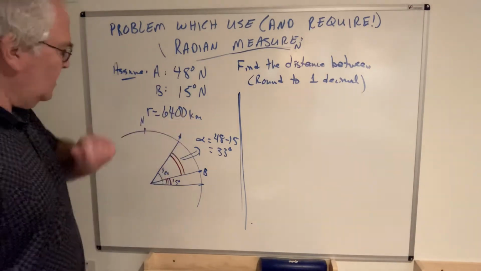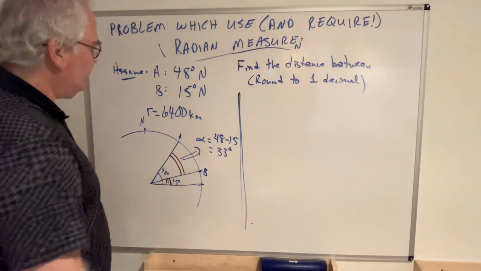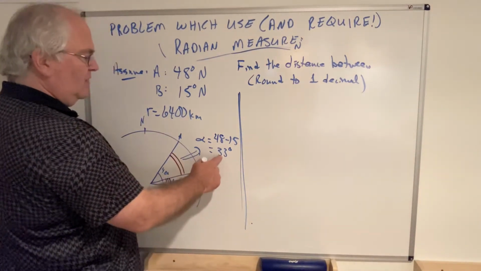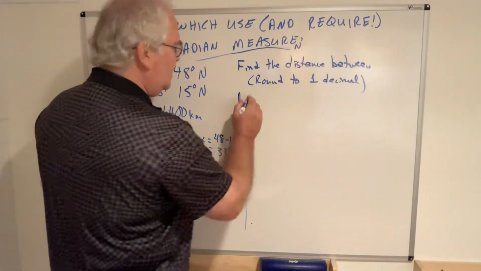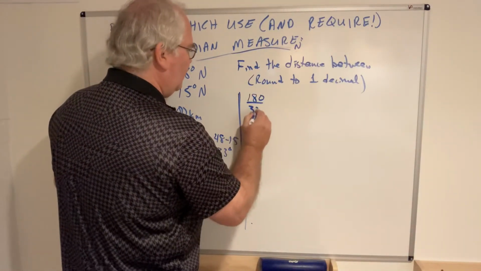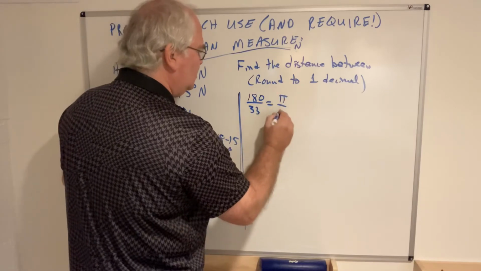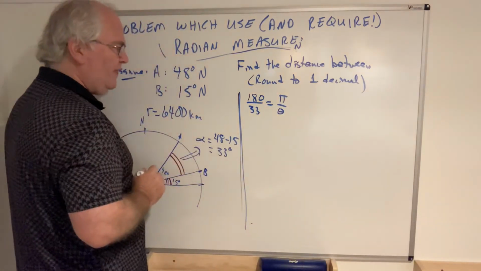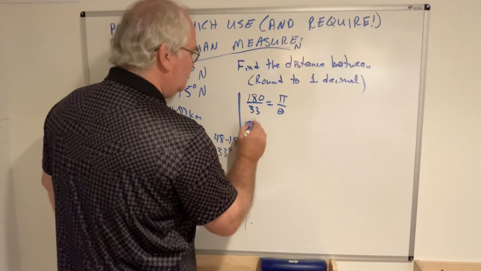All right, let's see if I can do this right as well. Step 1 is to convert this to radians. So 180 is to 33 as pi is to theta that we're looking for. Cross multiply.